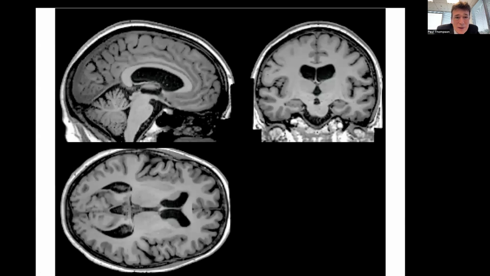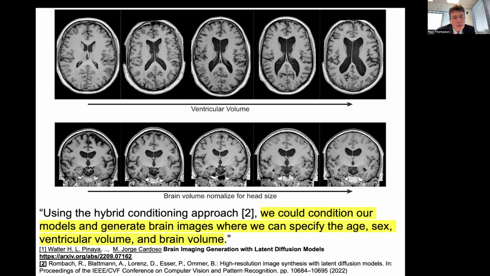Now, the resulting outputs are fabulous. And so I glossed over the fact that the decoder for these generative models is something called a UNet. A UNet is a type of CNN where the far side of the CNN has very, very fine scale features that it creates. And you can say this is from Walter Panaya and colleagues' paper. This is really hard to distinguish from a normal brain. But this is a brain of nobody. It's a synthetic scan, doesn't belong to anybody at all. Now, in this paper, they describe using the hybrid conditioning approach, we could condition our models and generate brain images where we can specify the age, sex, ventricular volume, and brain volume. And it's based on a paper by Rombach, which is cited here.